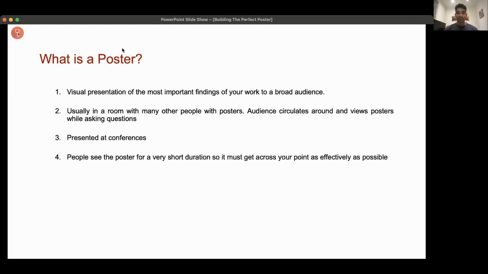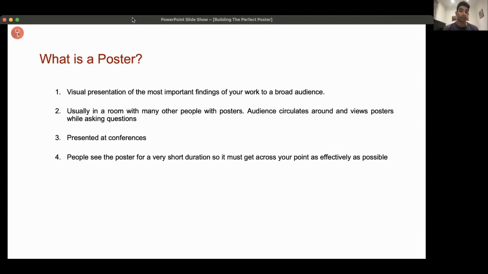There you go. It's a visual presentation of the most important findings of a piece of work to an audience. And this is different to a talk, because a talk you can go through slides, you can have animations and videos, whereas a poster is just a piece of paper, essentially. Not A4, it's a massive piece of paper, which you print out.